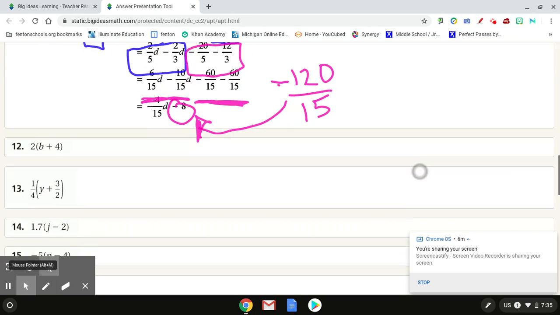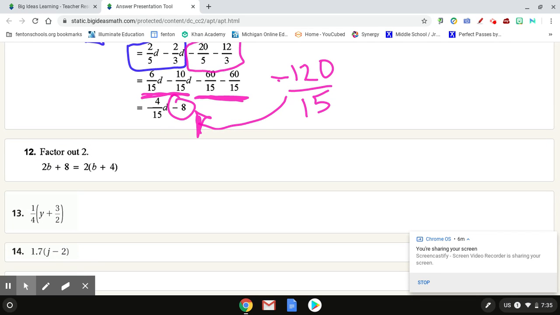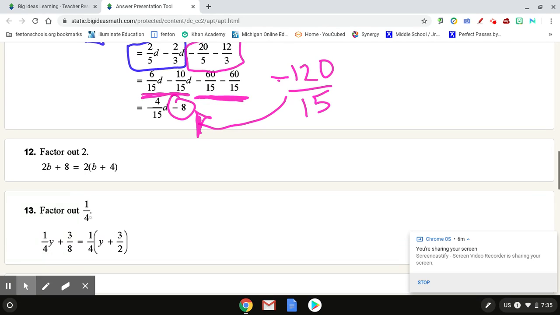Moving on. So these were going backwards, right? Working backwards, factoring out the 2, figuring out what was being multiplied in order to get a final answer of 2b plus 8. So it must have been 2 times (b plus 4). So they factored out a 2 there.